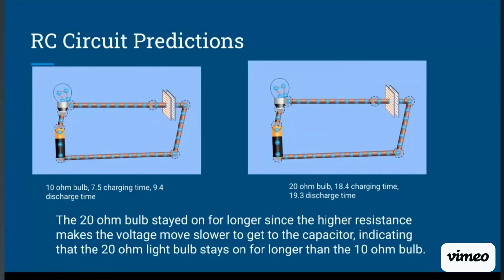Moving on to the actual data, the RC circuit with the 10 ohm bulb had a 7.5 second charging time and a 9.4 second discharging time, and the RC circuit with the 20 ohm bulb had an 18.4 second charging time and a 19.3 second discharge time. Additionally, my prediction was completely right as both bulbs turned on and diminished over time, but the 20 ohm bulb stayed on for longer since the high resistance made the voltage move slower to get to the capacitor.